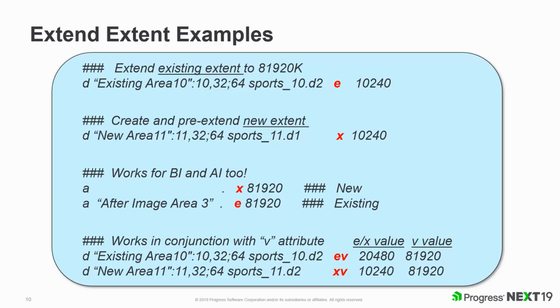We've also extended this for the V option. Does anyone here use the V option in their extents? I don't know why we continue to support this. I ask this at all the presentations. No one ever uses this thing. So maybe it's something we should look at dropping. But we did integrate it with this new feature. So we will support an EV and an XV. And what that means is we will pre-extend the extent to the first value. And then the V option is the second value, which means that's the maximum size we'll allow that variable length extent to grow.